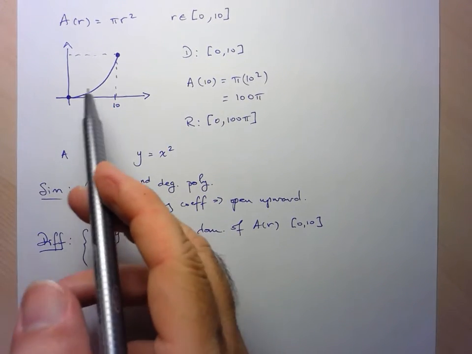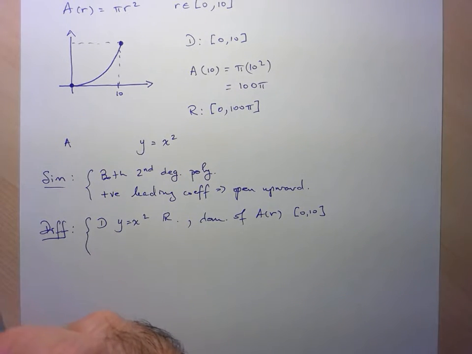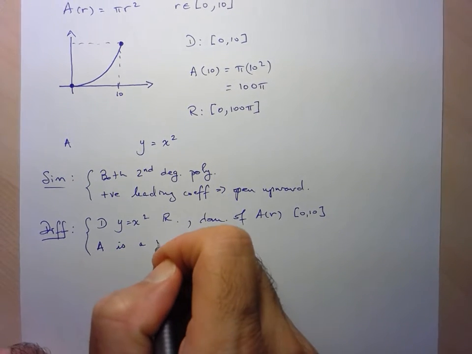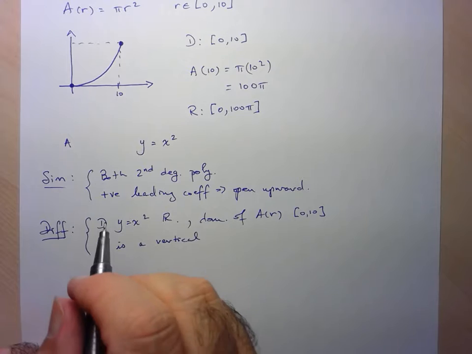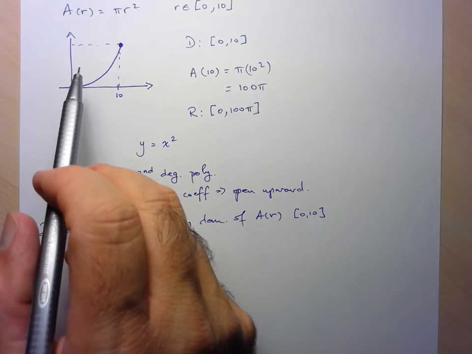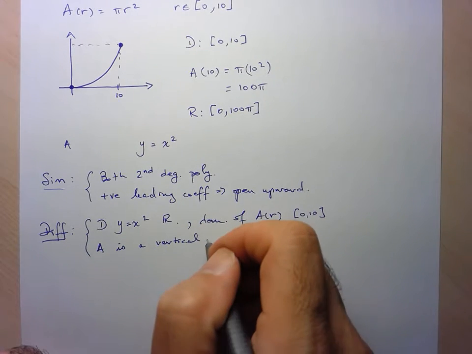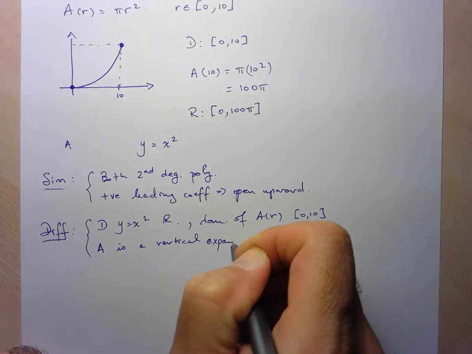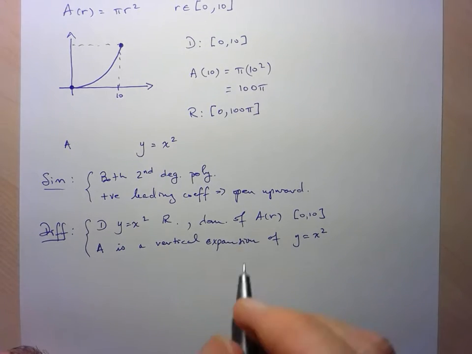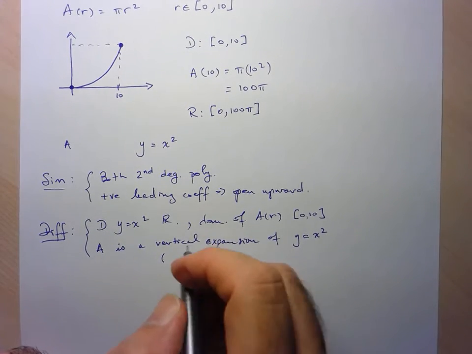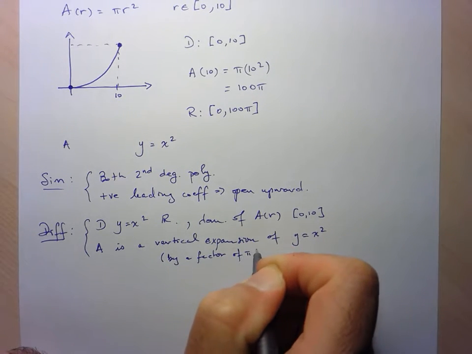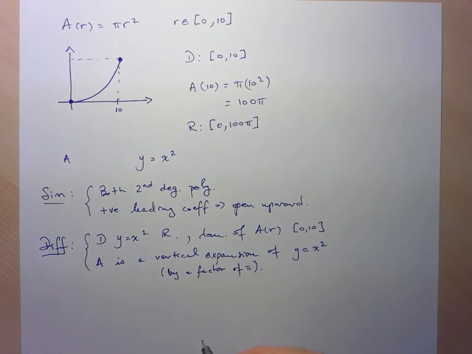So again, having studied quadratics, I'm going to be a little more precise here: the function A is a vertical stretch. Now because π is greater than 1, it's an expansion as opposed to a compression. So here I can say A is a vertical expansion of y = x². And in fact we could have been more specific here: a vertical expansion by a factor of π. I think that's enough. I think those are the main differences here.